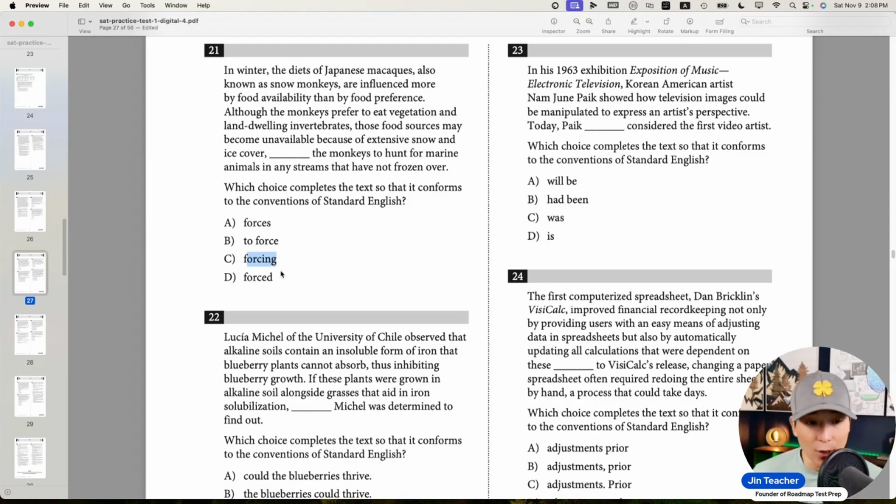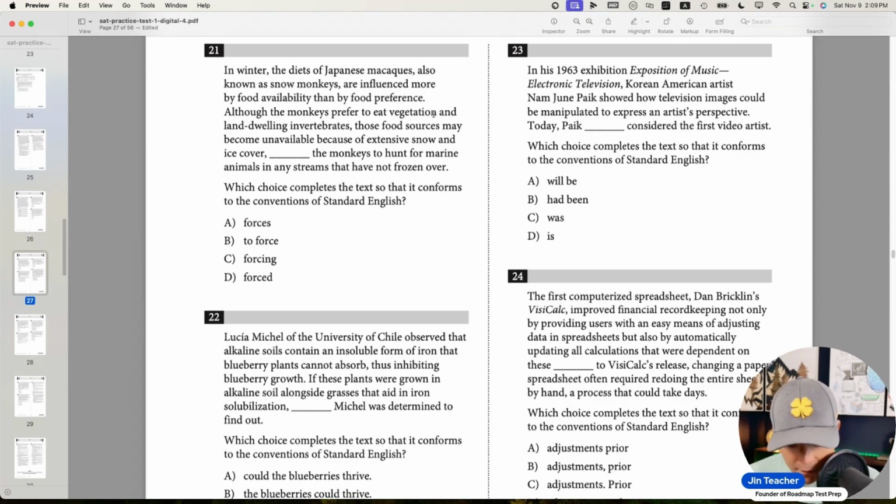So like we just looked at for the previous question, do we have a complete sentence, right? Do we have a run-on sentence? You want to consider that here as well. Okay, and I'll explain a little bit why later. So here, the sentence reads, "In winter, the diets of Japanese macaques, also known as snow monkeys, are influenced more by food availability than by food preference."